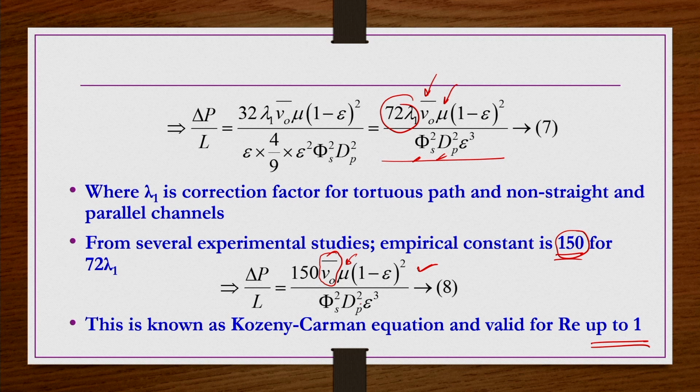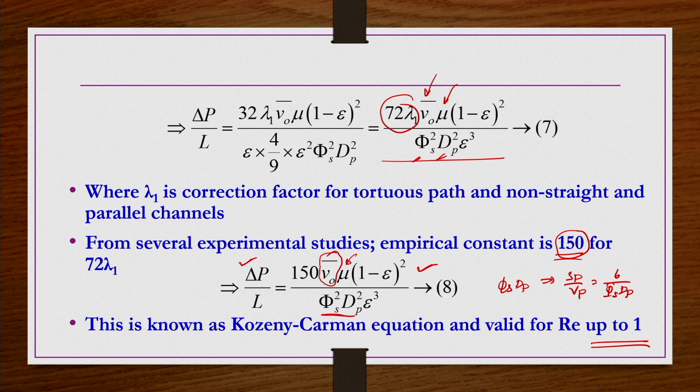And the other thing I was mentioning: for a given packed system, if you calculate delta P by L experimentally, let us say using irregular small particles like cement or pigment particles, for which it is very difficult to measure the Sp by Vp ratio, you make a packed bed with those particles and find out the pressure drop experimentally. Then from here you can back calculate phi s dp, so that Sp by Vp equals 6 by phi s dp. This is the other advantage of this equation.